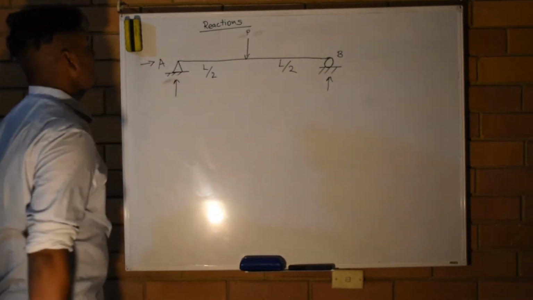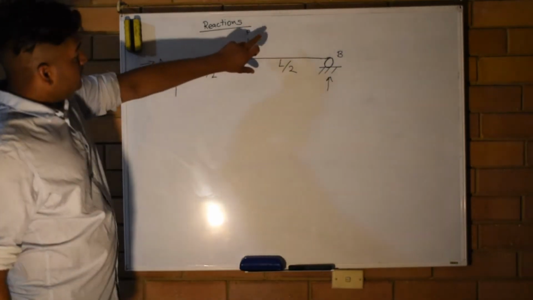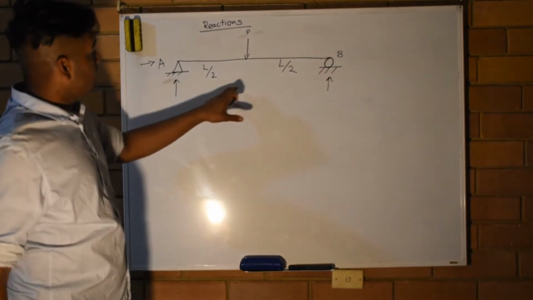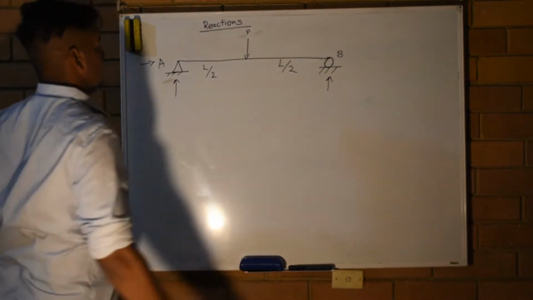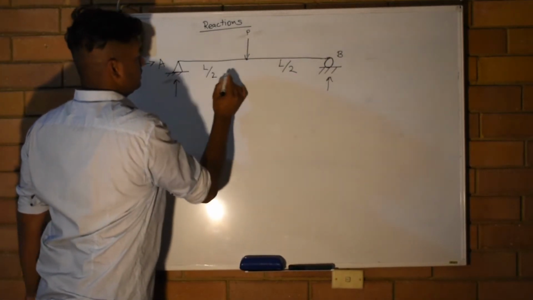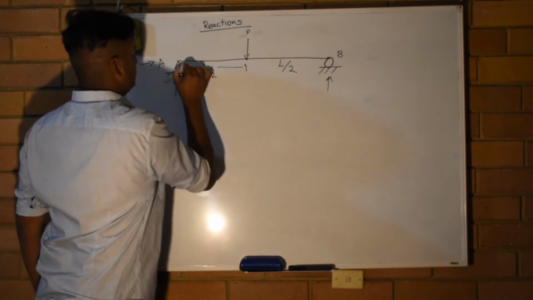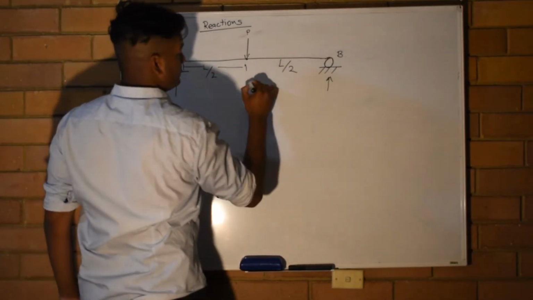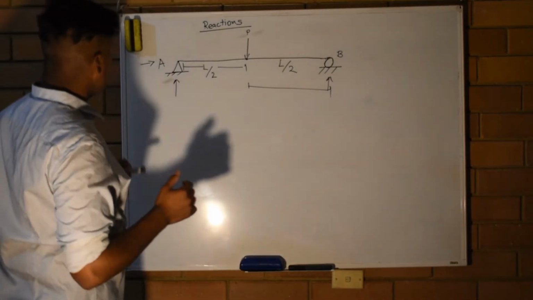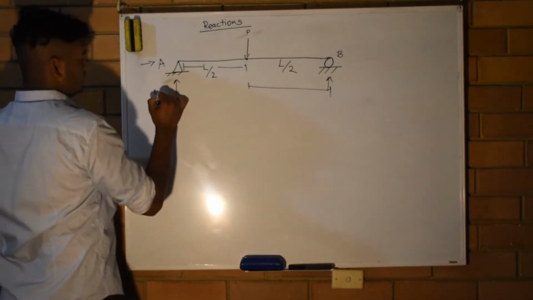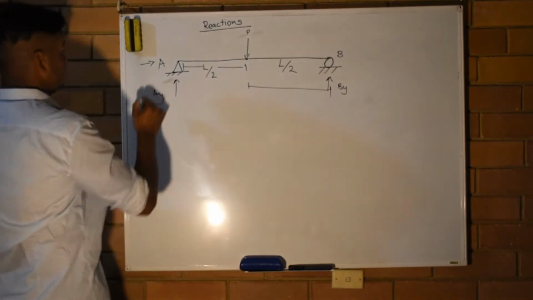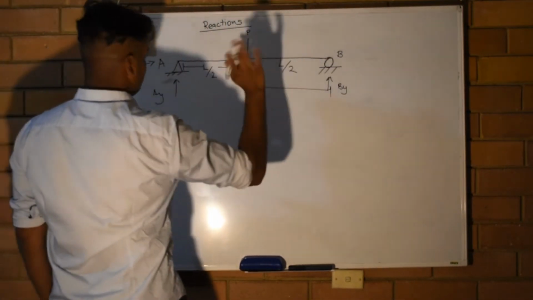Okay, so there's a load of P at L over 2. So L over 2 is here. It's not your ideal diagram, but okay. So we know that this is our AY, and this one is going to be our BY. This one is going to be our AX, and that one doesn't have one.